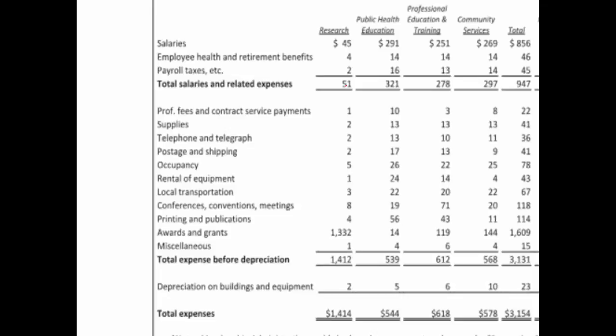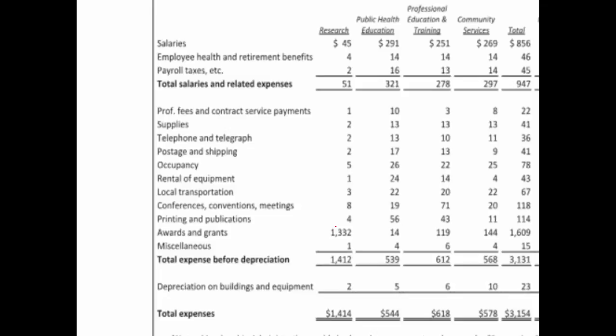And you keep coming down and you look and you see awards and grants 1332. Isn't that pretty much the bulk of that 1414? So this not-for-profit doesn't do the research. What do they do? They go and they find entities that are worthy of an award to do the research, right?